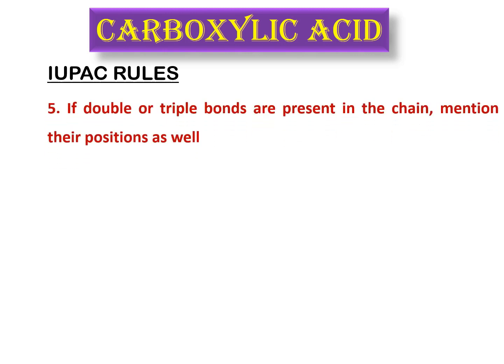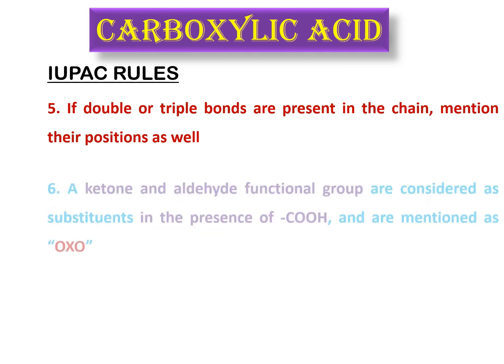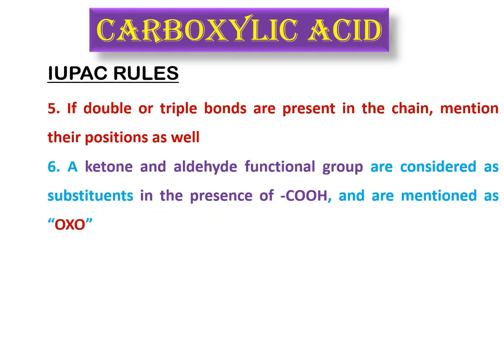Now you may have double or triple bonds in the chain. So you have to mention their positions while naming the molecule. If you have a ketone or an aldehyde functional group in the chain, then as I have told you earlier, they have a lower priority as compared to carboxylic acid in terms of nomenclature of organic molecules. So the carboxylic acid will be the parent functional group, and ketones and aldehydes are treated as substituents in this case, and both of them are named as oxo.